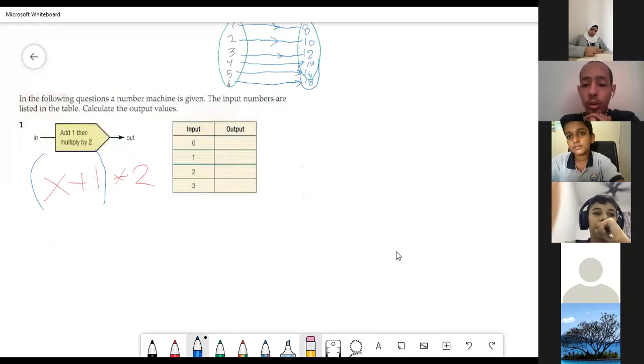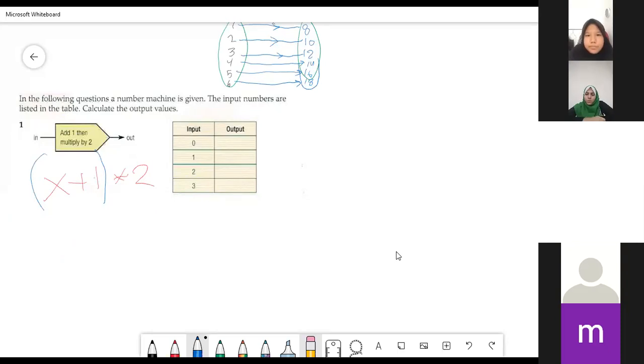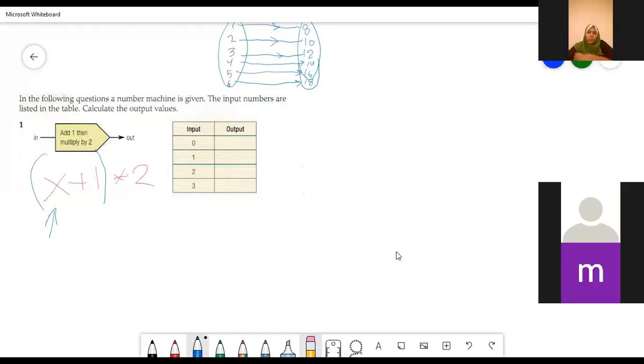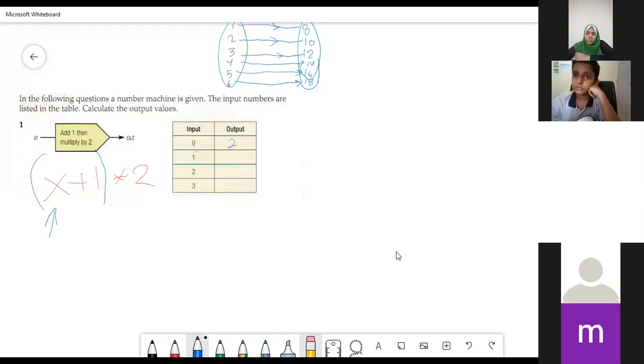The inputs are here in the table. Now what will be the outputs? Can anyone tell the answer? If the input is 0, what will be the output? It will be 2. Why? Because 0 plus 1 is 1, and 1 times 2 is 2. What if the input is 1?